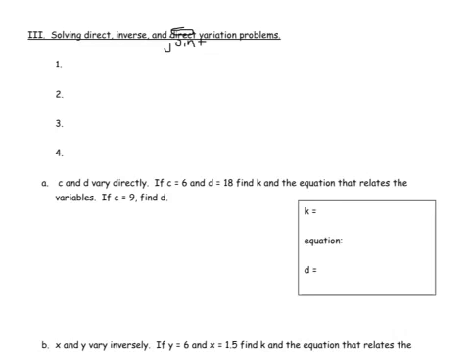Okay, so the first step is to write the general form for the equation. This is going to be the 3 equations that we talked about on the front. For direct variation, you're going to say y equals k times x. Inverse variation, you're either going to say x times y equals k or y equals k divided by x. And joint variation, you're going to say y equals k times x times z.